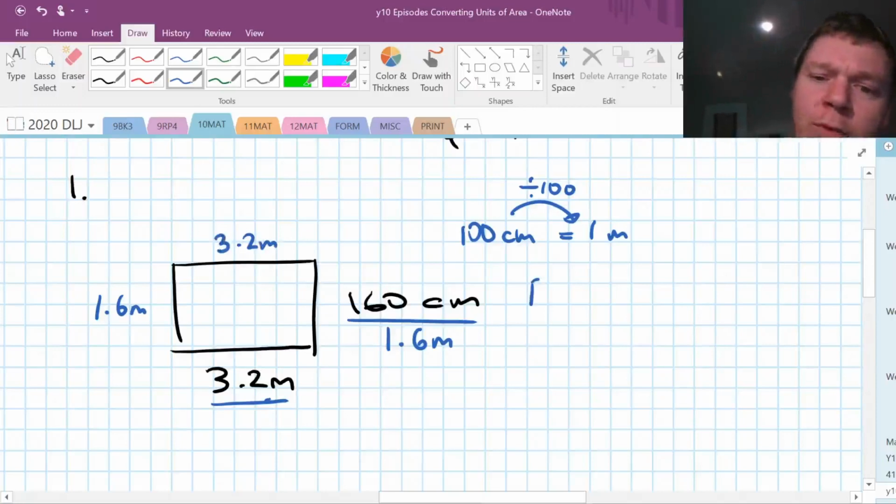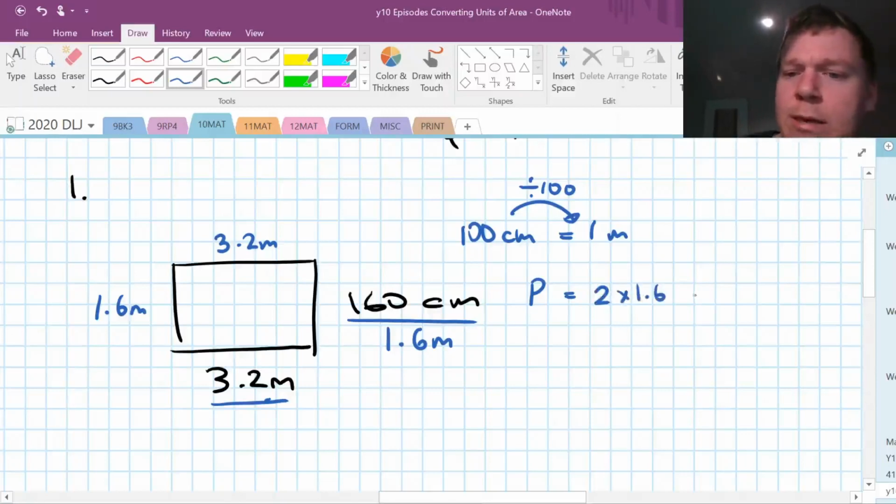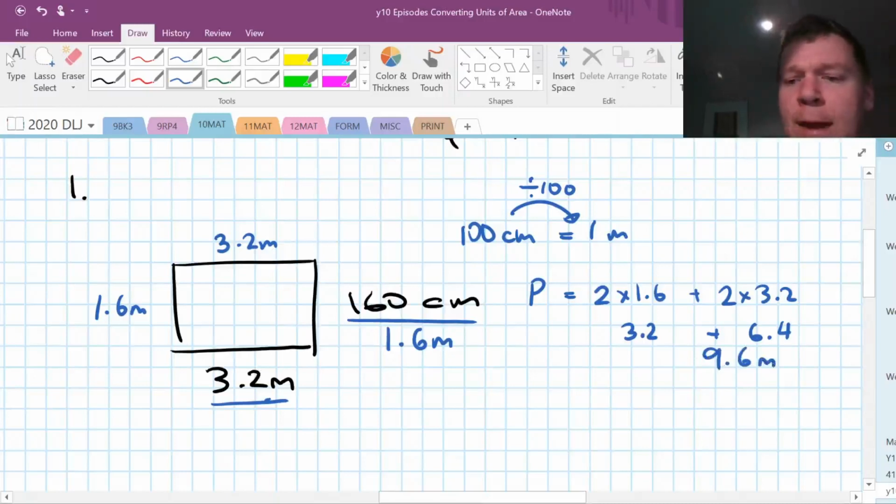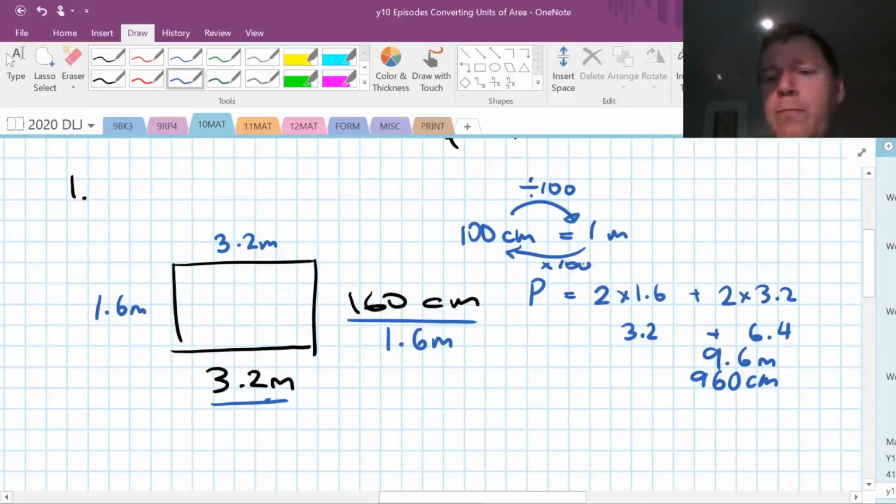So that allows us to get our perimeter. It's going to be 2 lots of 1.6, 2 times 1.6, and 2 lots of 3.2, 2 times 3.2. That gives us 3.2 plus 6.4, which is 9.6 meters altogether. And if you did that in centimeters, that would be 960 centimeters, because if we wanted to go from 1 to 100, we would multiply by 100.